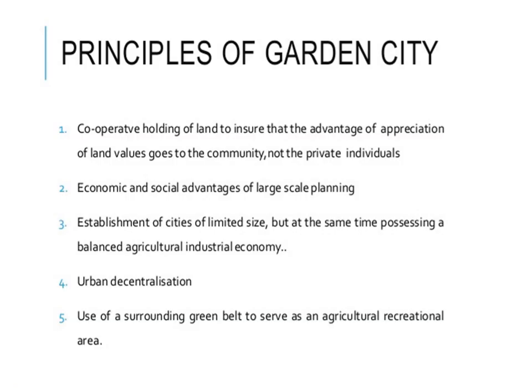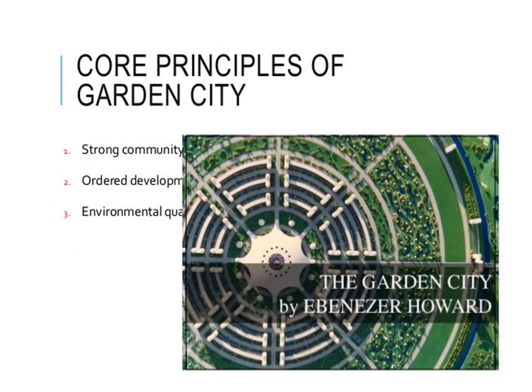The principles of the garden city were cooperative holding of land to ensure that the advantage of appreciation goes to the community, not to the individuals. Secondly, economic and social advantage of large scale planning and establishment of cities of limited size, but at the same time possessing a balanced agricultural industrial economy. Then urban decentralization as well as use of the surrounding green belt to serve as agricultural and recreational areas. The core principles of the garden city include strong community, ordered development, and environmental quality.